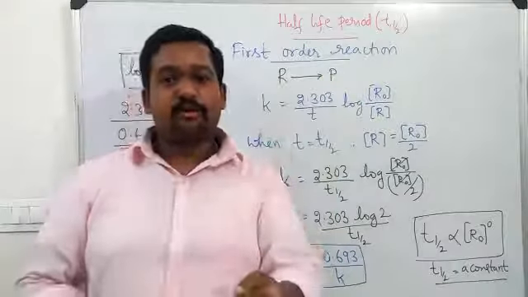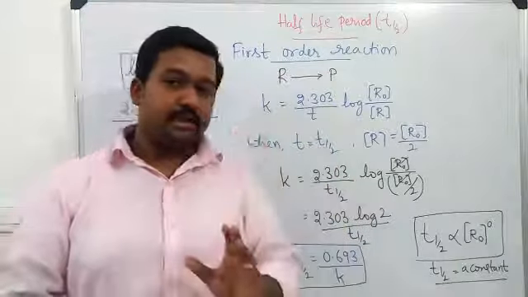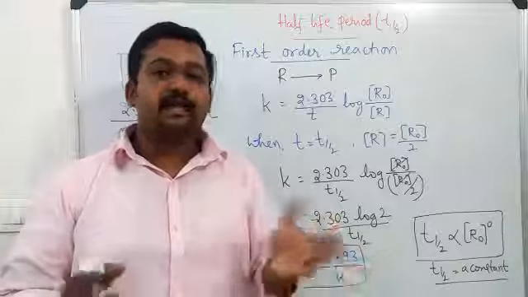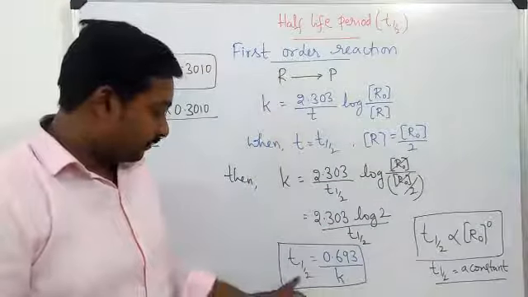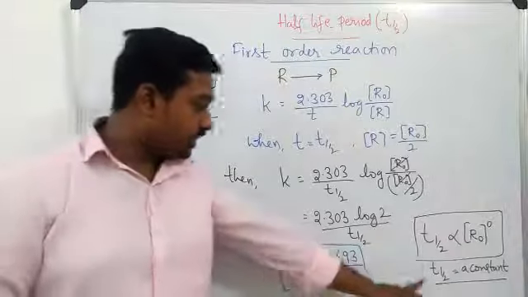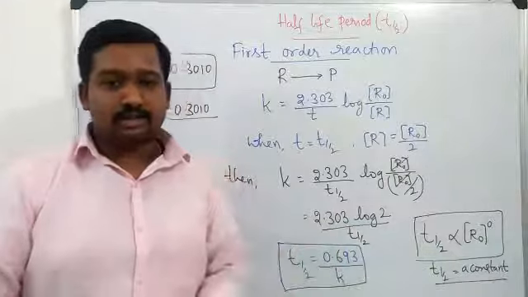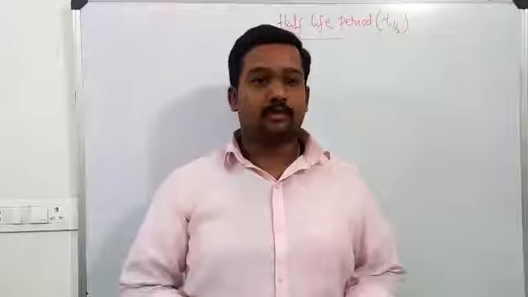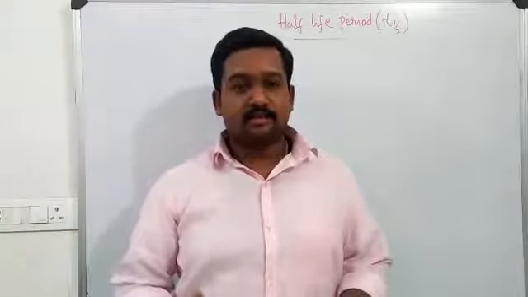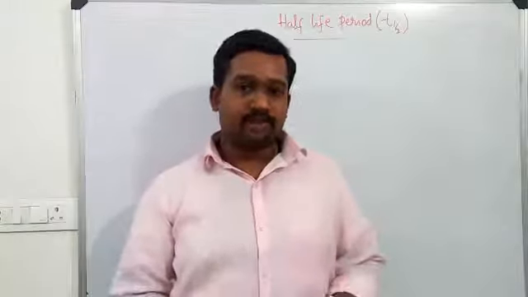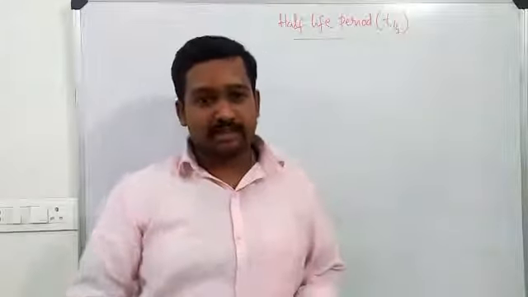That can be a question for your board exam also. Prove that the half-life of a first order reaction is independent of initial concentration. This can be the way to prove it. After finding this expression, you have to say that half-life is a constant, so it is independent of initial concentration. Now let's see a generalization of the concept of half-life's dependence on initial concentration for different order reactions.